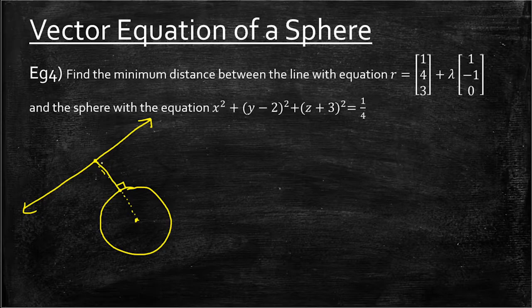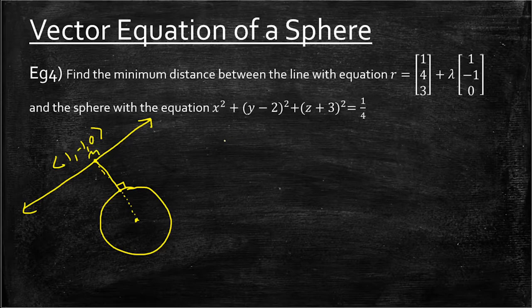The shortest distance from any point to a point on a sphere or a circle is going to go through the center. Okay, so what I need to do first is establish what the direction of this line is. Well, the direction of the line is given up over there: 1, negative 1, 0. So this line's going in 1, negative 1, 0. Now, at some value lambda, we're going to have this point M there.